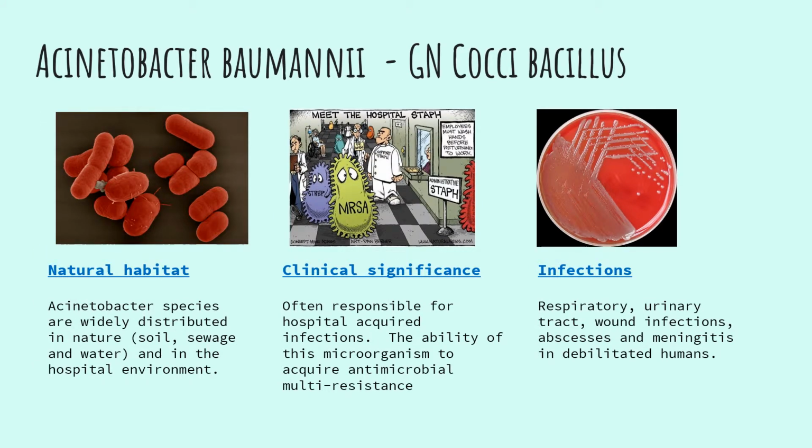Organism 3. Acinetobacter baumannii, gram-negative coccobacillus. Acinetobacter species are widely distributed in nature, also found in soil, sewage, and water, and also can be found in the hospital environment. They are able to survive on moist and dry surfaces, and also can be present in foodstuff and on healthy human skin.